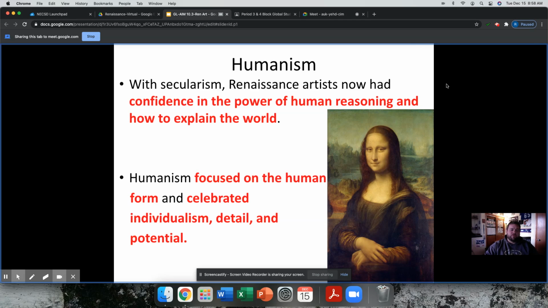So the painting here is arguably the most famous painting in the history of the world. It's called the Mona Lisa by Leonardo da Vinci. And this is a great example of humanism because it is very, very detailed and there are certain nuanced things about it, like what's with her smile. She has a very specific look on her face. Mona Lisa's smile has been the topic of much debate in the art world for a long time.